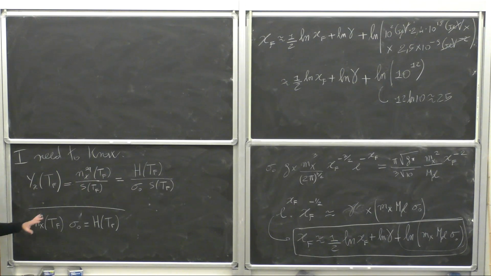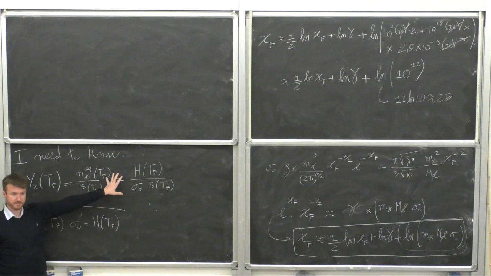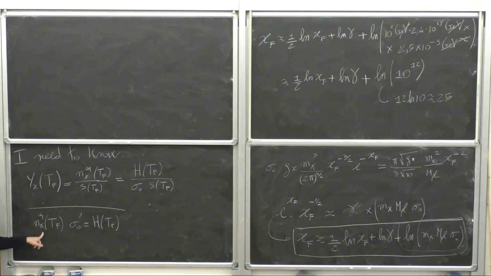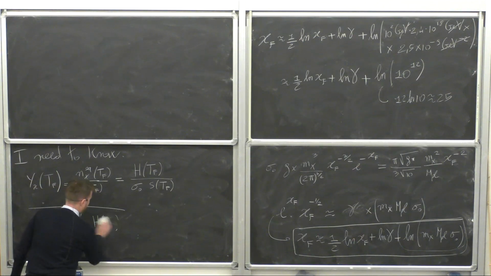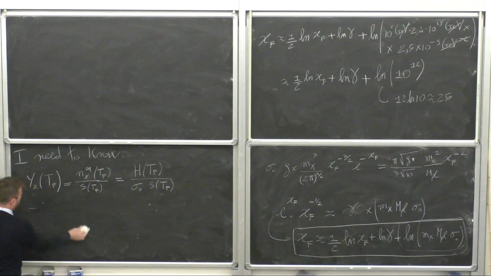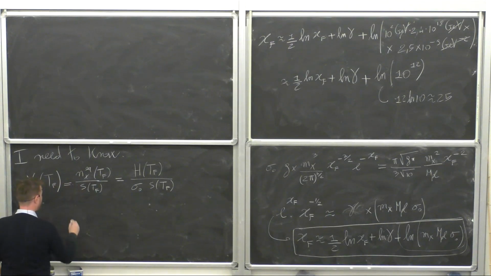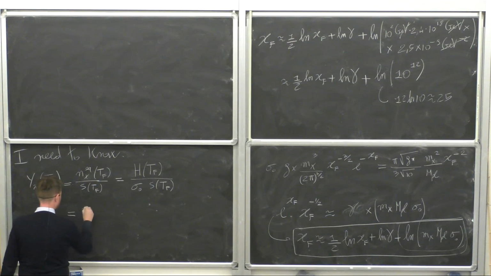No reason to deal with exponentials, okay? The freeze out condition tells me what n chi is, and it tells me this in terms of H and sigma 0. Now I have to replace the explicit value for Hubble, for the entropy. So let's do this with patience.